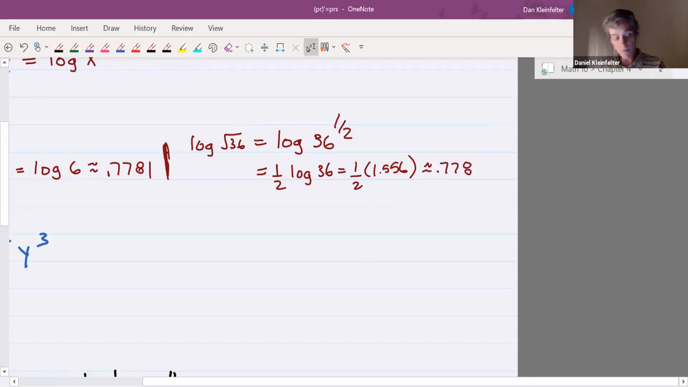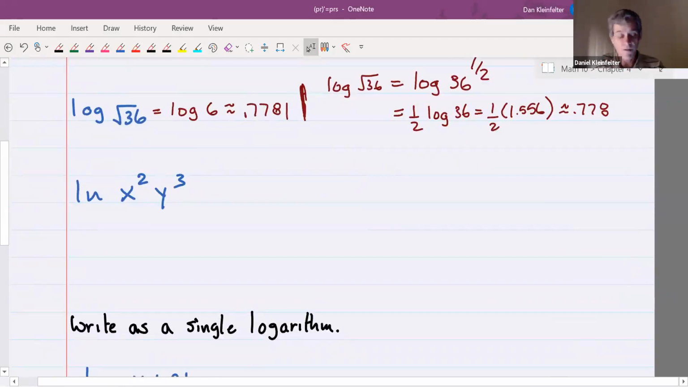All right, so it's pretty close. I've dropped off some digits there, but it should be clear that those are the same. Okay, so next example, we have the natural log of x squared y cubed. So this one is fun because we get to use two properties.